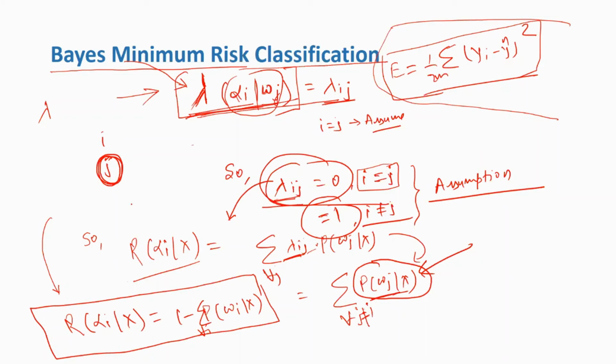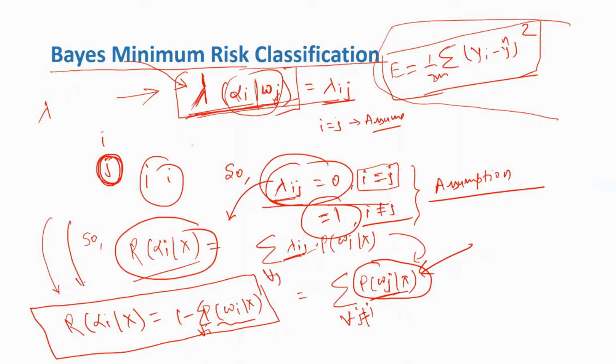When we are saying that the risk involved while taking some action alpha i given some feature vector x is given by probability of omega j given x, that we derived here, then we can also write this risk will be minimum when the probability value of omega i given x will be maximum. It means when you try to predict the class i, when this probability will be maximum, then we can say the error will be minimum. And that's what we are also saying here.